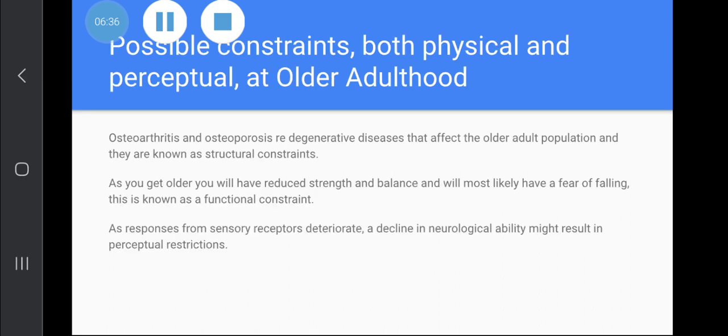Possible constraints, both physical and perceptual, at older adulthood. Osteoarthritis and osteoporosis, degenerative diseases that affect the older adult population, are known as structural constraints. As you get older, you will have reduced strength and balance and will most likely have a fear of falling. That is known as a functional constraint. As responses from sensory receptors deteriorate, a decline in neurological ability might result in perceptual restrictions.